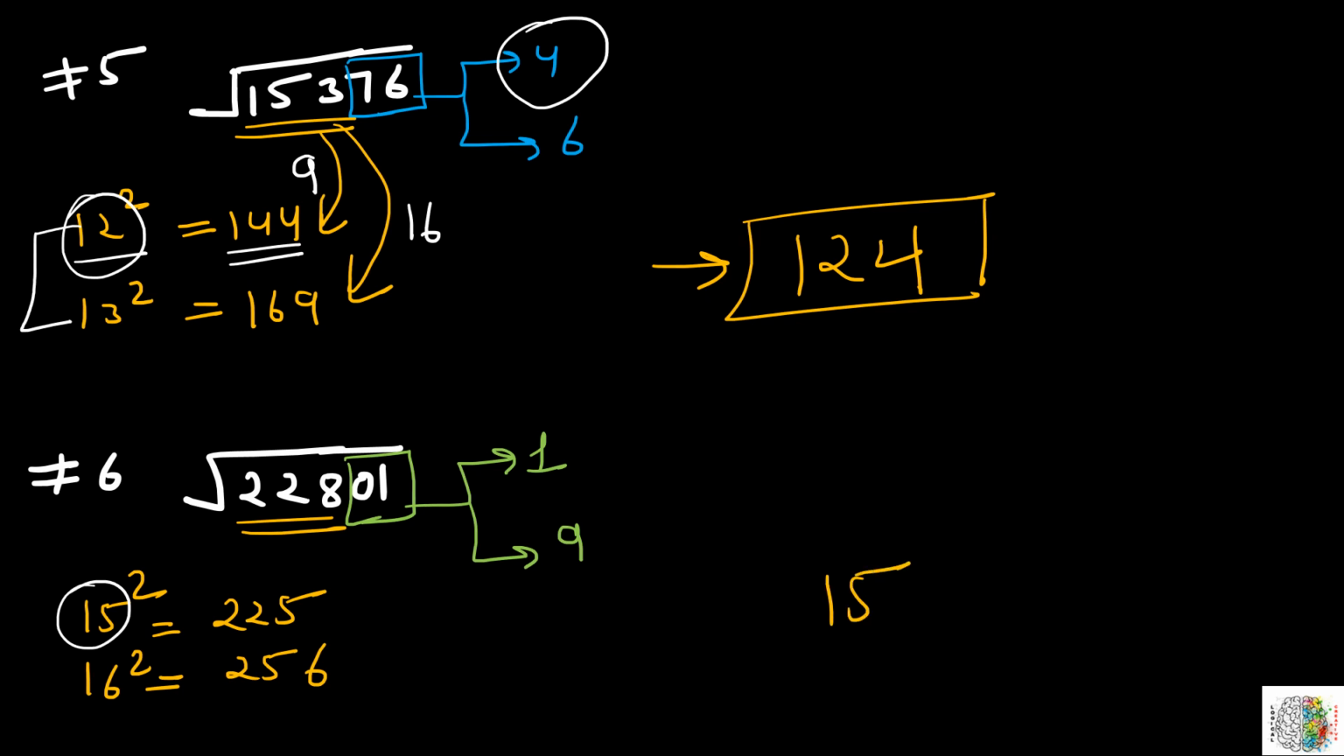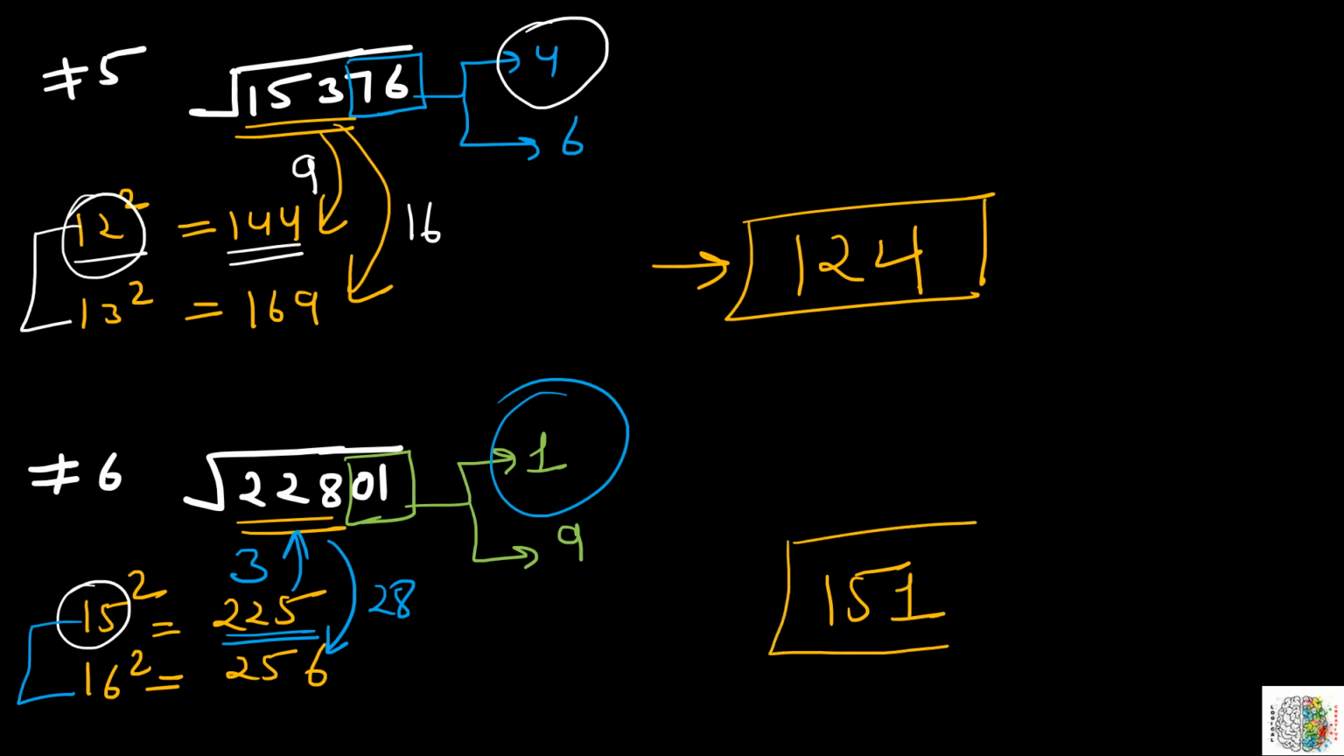Okay. Now we will check whether 228 is closer to 225 or 256. Okay. So 228 minus 225 is equal to 3, and 256 minus 228 is equal to 28. So it is nearer to 225, which is the square of 15, and 15 is the smaller between these two numbers, so we will take the smaller number. Okay, so this is 1. So our answer is 151. So the square root of 22801 is 151.